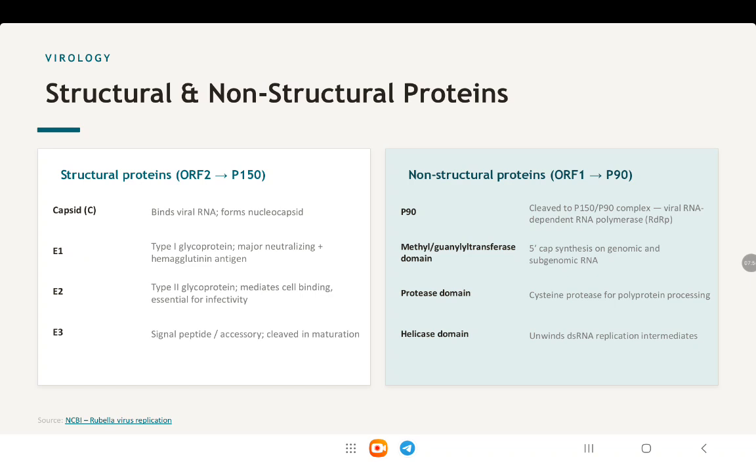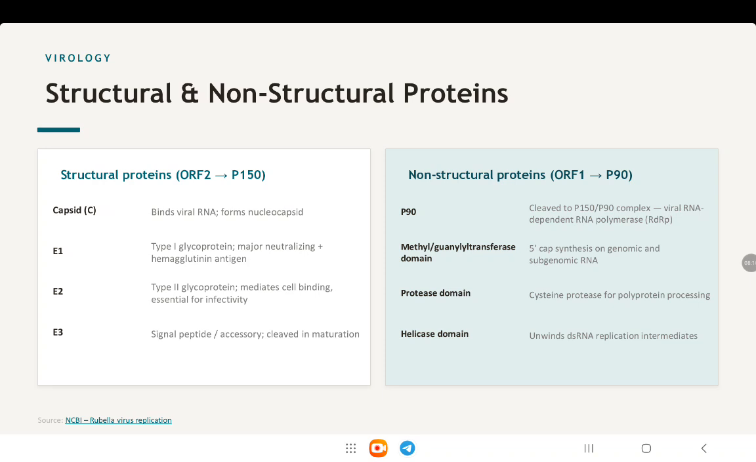Here we talk about structural and non-structural proteins. The virus produces two groups of proteins, structural proteins and non-structural proteins. The structural proteins become a part of the virus particle itself. First, a capsid or C protein surrounds and protects the viral RNA.